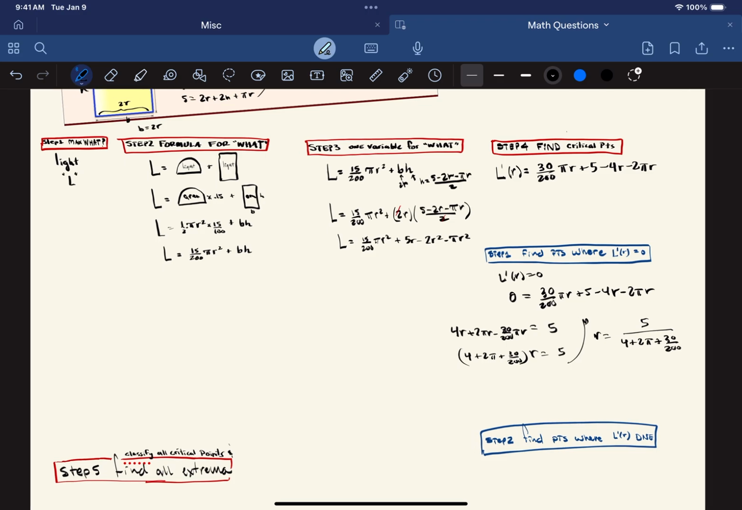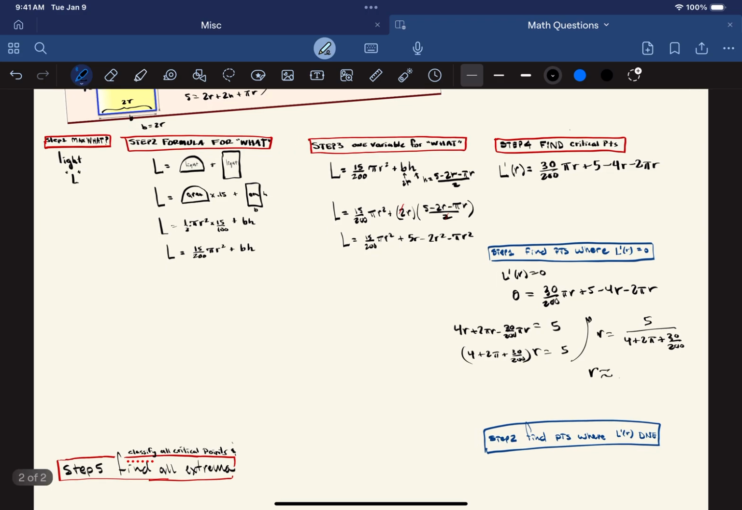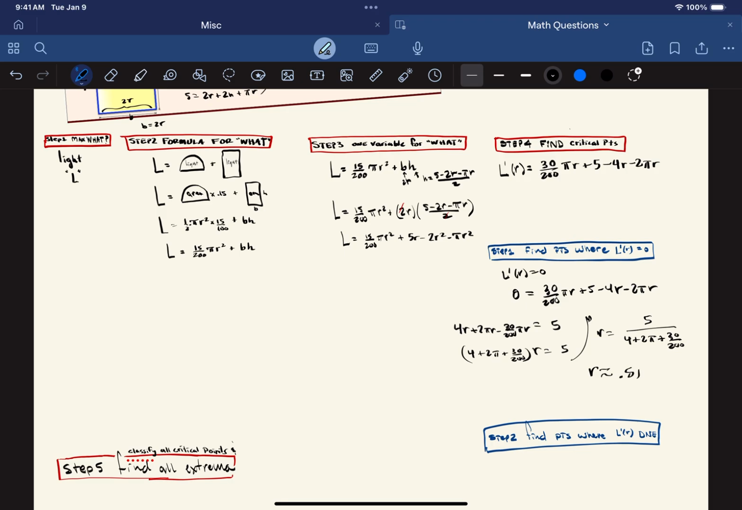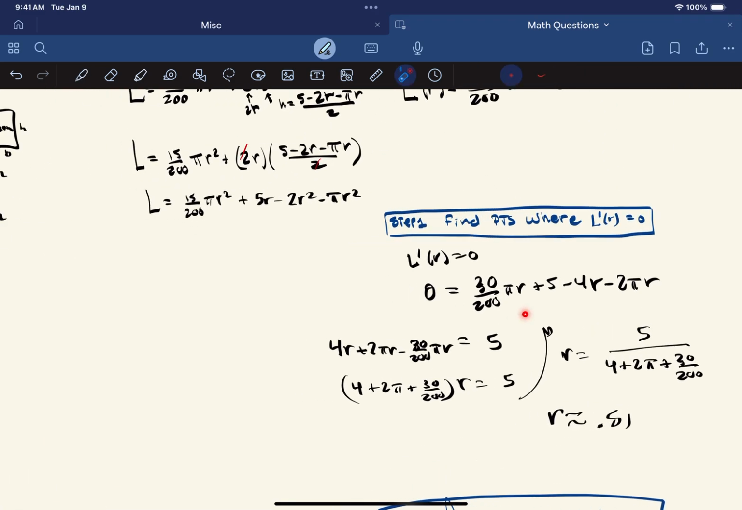Okay. And when you try to run that through the calculator, that tells you R is approximately 0.51 or something like that. So that gives us one critical point. This is a degree 1 equation, so by the fundamental theorem of algebra, you'd expect at most or exactly just one answer.